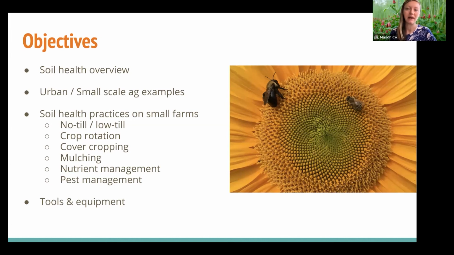What does cover cropping look like? What can mulching look like on your farms? And what are we able to achieve with those practices? And then hopefully wrap up with some of the common tools and equipment to achieve these practices.